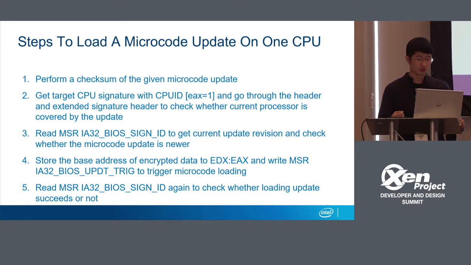Then we store the base address of the encrypted data in the microcode update to EDX and EAX, and then write to MSR 0x79, the update trigger, to trigger the microcode loading. And finally, we read MSR 0x8B's signature ID again to check whether loading the update succeeded or not.